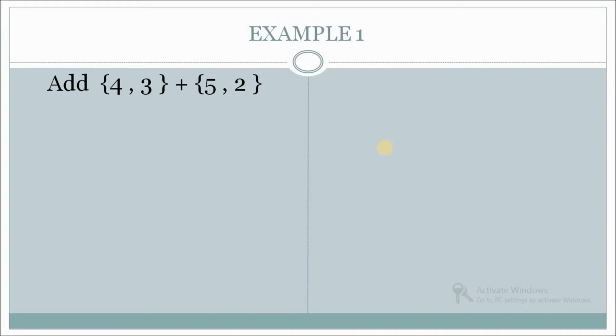So let's add them. We add the first coordinates, that is 4 and 5 together, and 3 and 2 together, that is 4 plus 5 and 3 plus 2. You see this one and this one and this one and this one. So what is 4 plus 5? We get 9, and 3 plus 2, we get 5. So this is how we can add vectors, and this is how we have solved the vector.